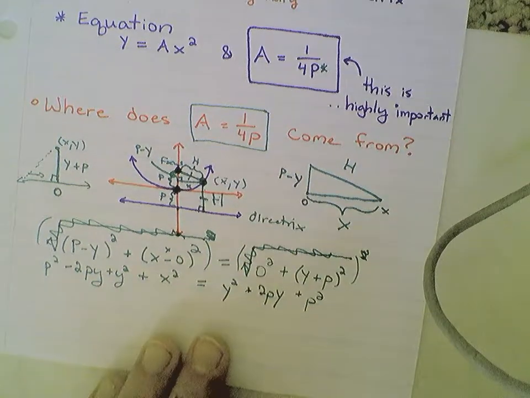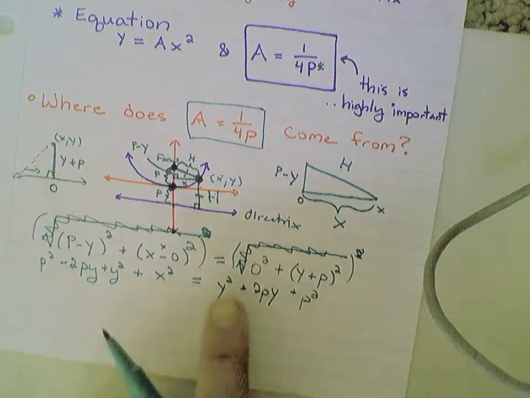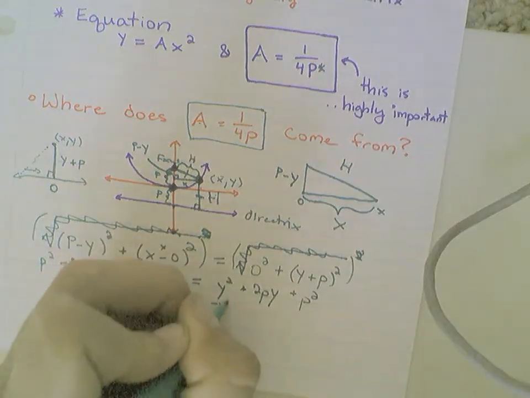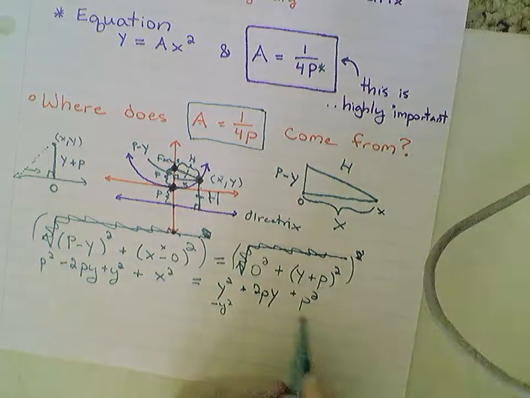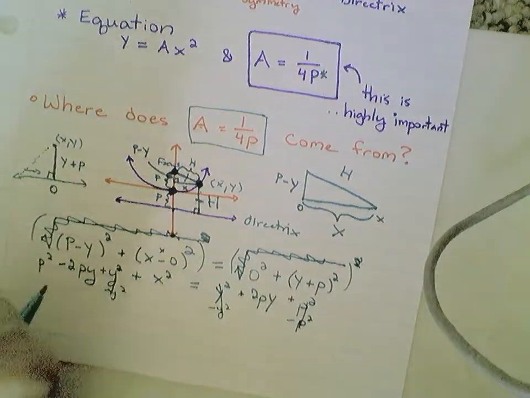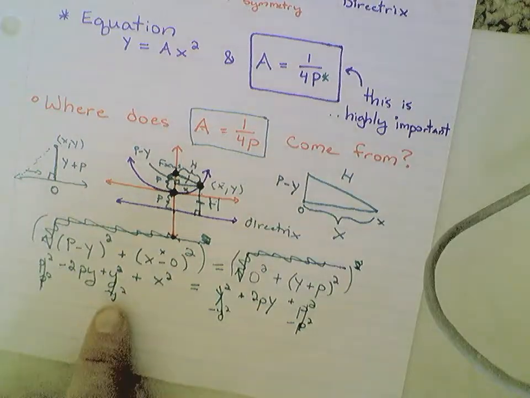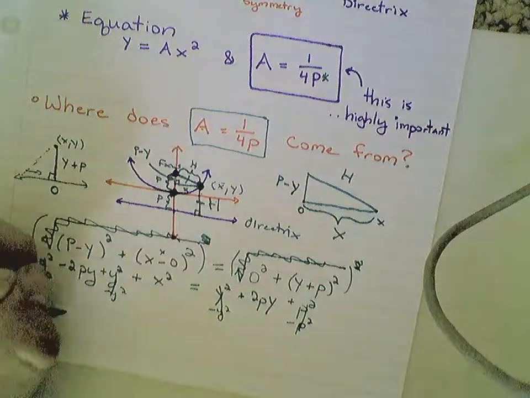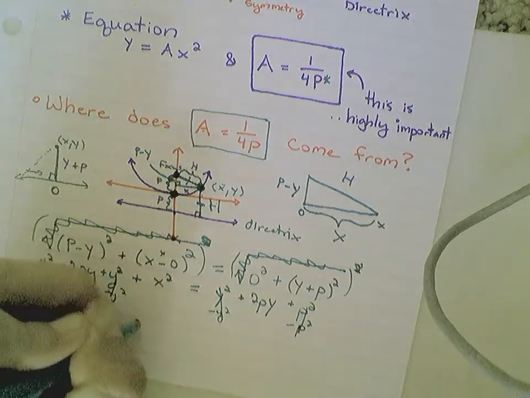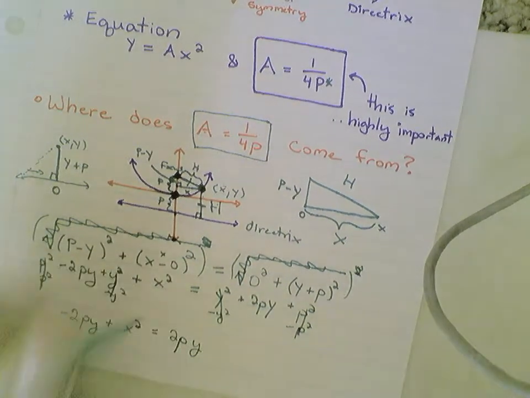Now I can look at simplifying this problem further. Notice that there is a p squared on the left-hand side and a p squared on the right-hand side, as well as a y squared on the right-hand side and a y squared on the left-hand side. So when I subtract my y squared and I subtract my p squared, you'll notice that it'll cancel on both sides. It'll completely be gotten rid of. So now I'm down to just having negative 2py plus x squared equals 2py on the other side.